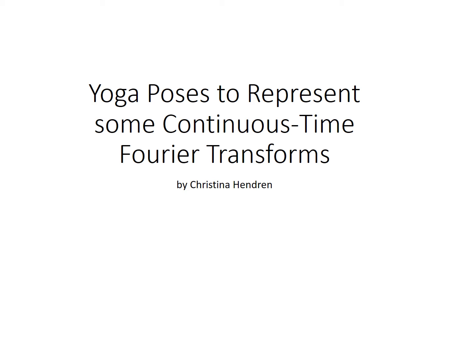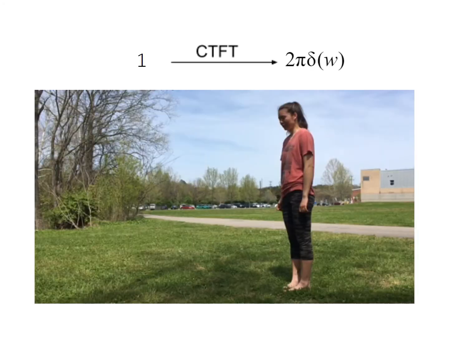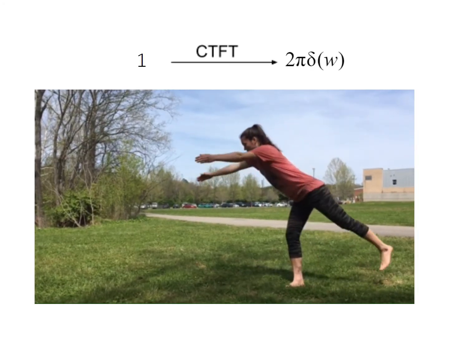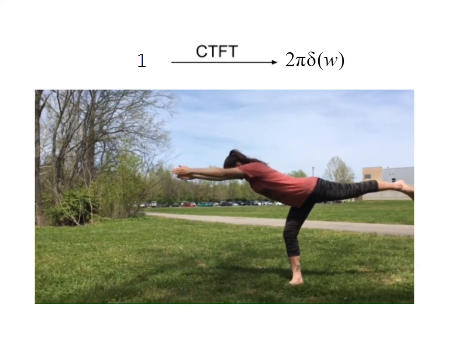This video presents a series of yoga poses to represent some continuous time Fourier transforms. The first one is the transform between 1 and 2 pi delta.